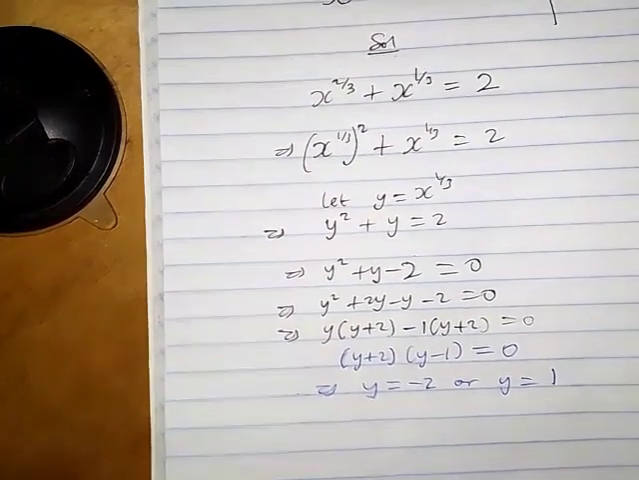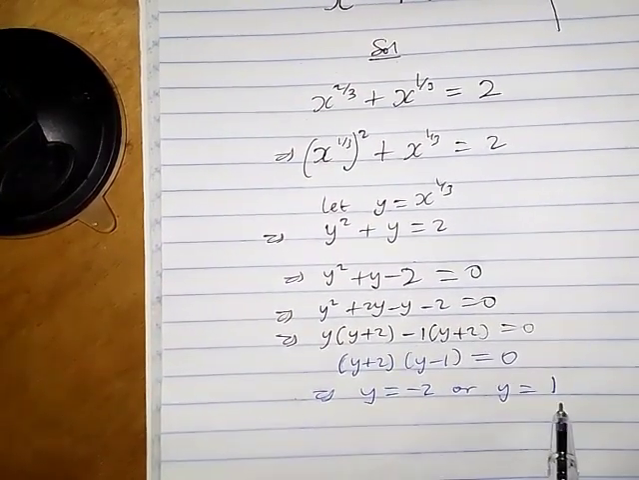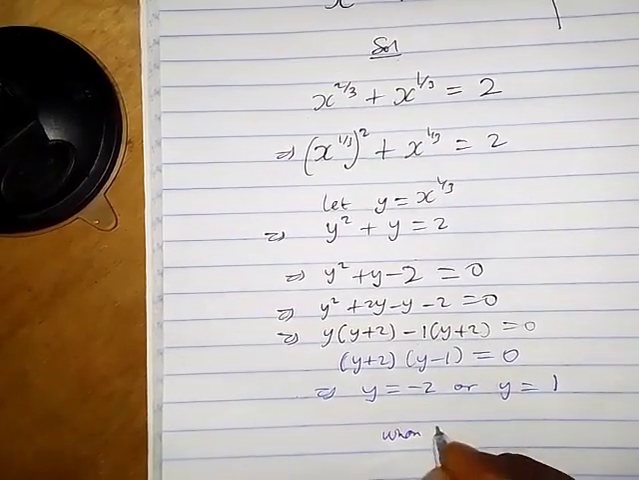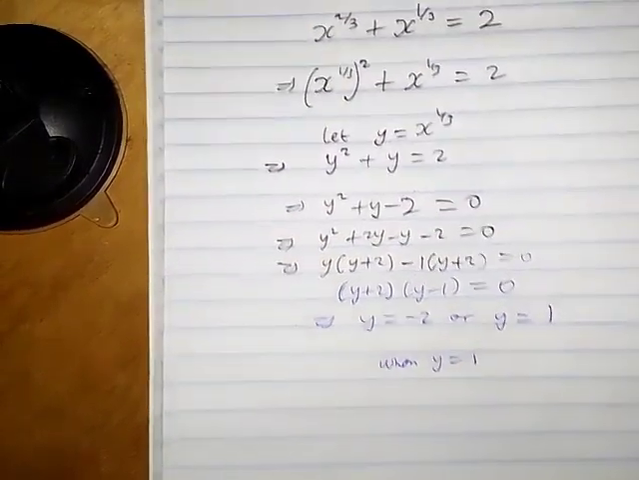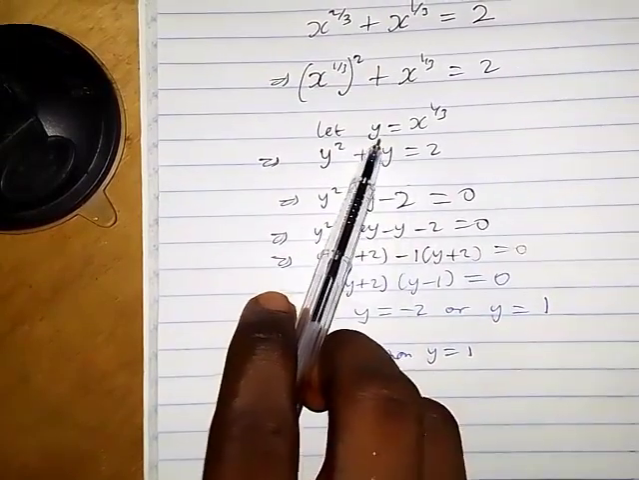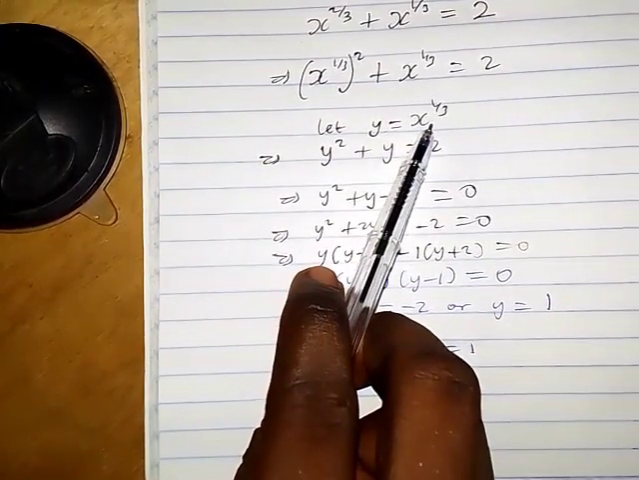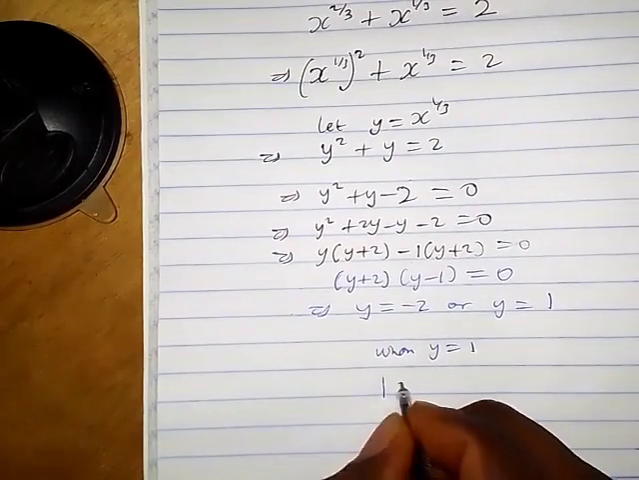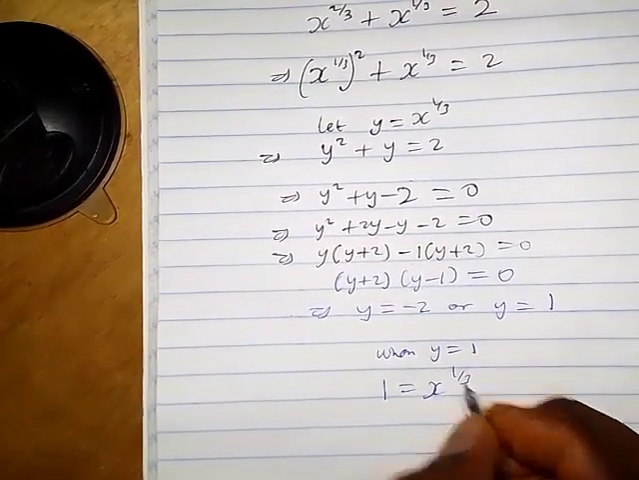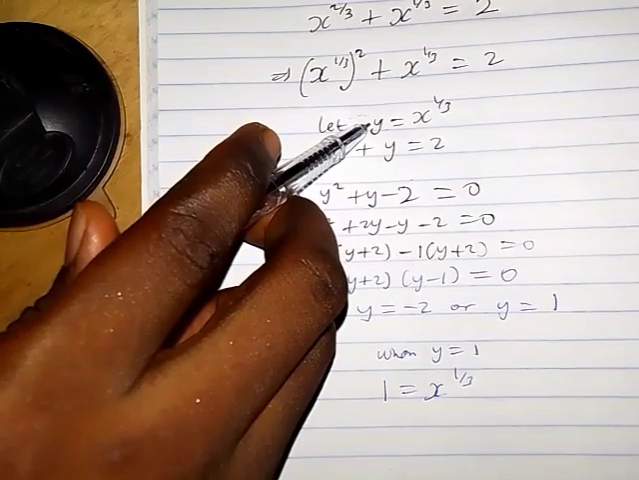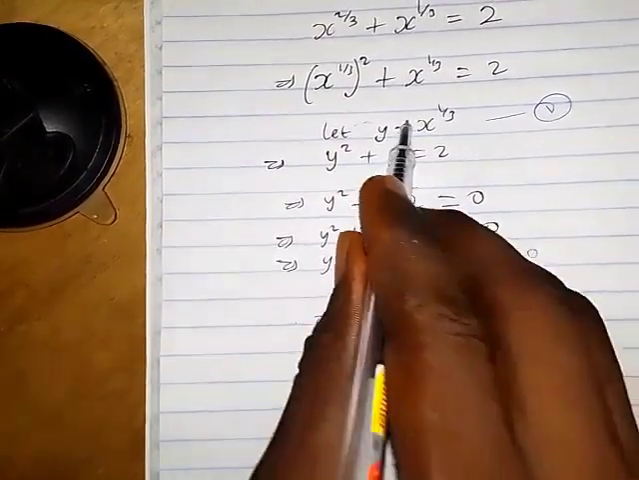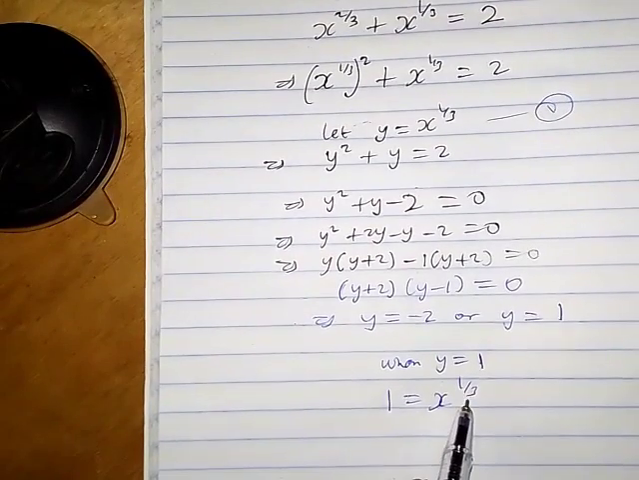But in this case, we are going to consider the positive, when y equals 1. So when y equals 1, what is the value of x? Don't forget, we let y be equal to x raised to power 1 over 3. So in place of y, we just put 1. So we have 1 equals x raised to power 1 over 3. Let me call this equation 1. So suppose we put y equals 1 into equation 1, we have 1 equals x raised to power 1 over 3.